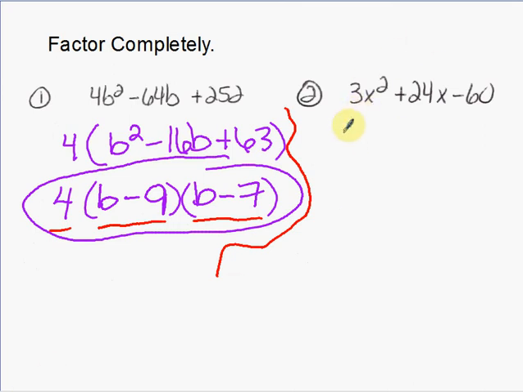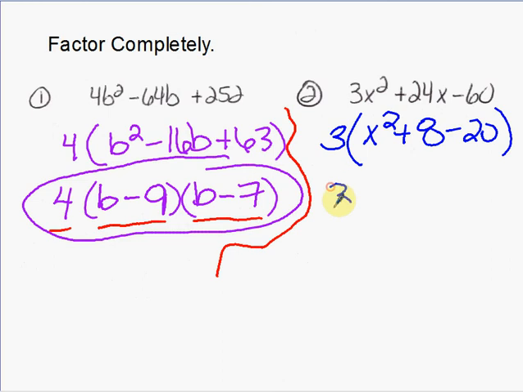Okay, let's see here. Second problem. I see a GCF of 3. It's a good idea to check the number, the coefficient in front of the x squared to see if that's the GCF. What do we have left? Well, we have x squared plus 8x minus 20, just like that. Alright, 3 comes along for the ride. 2 sets of parentheses. Look in front of the 20, it's minus, so that's automatically a positive and a negative. X squared is x and x.